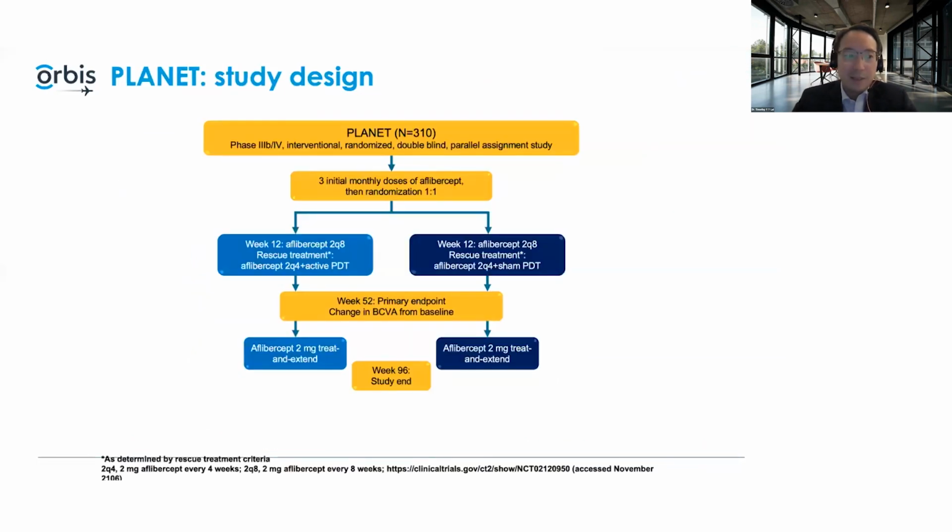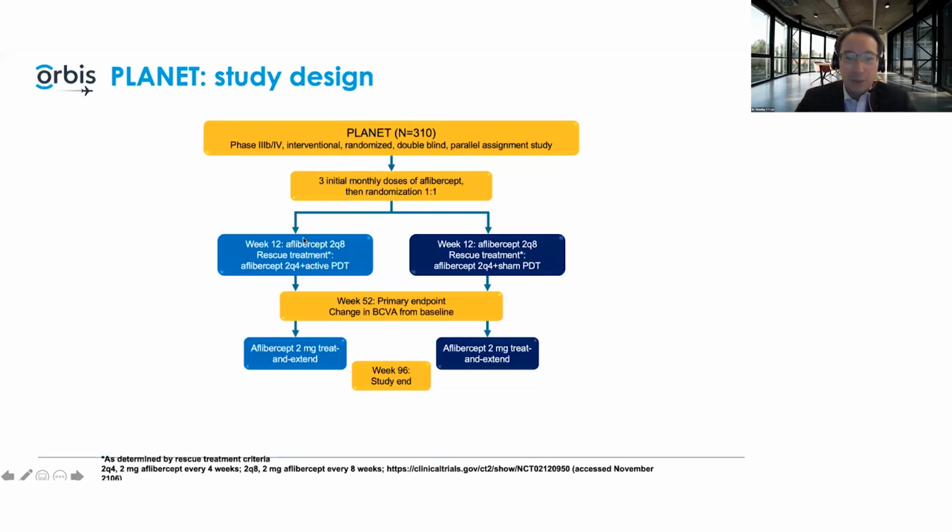How about the other study? The other one is the Planet study, which evaluated another anti-VEGF, which is aflibercept. So the study's design is quite different. In Planet, all patients had 3 monthly initial dosing of aflibercept first, and then they were randomized to 2 arms.